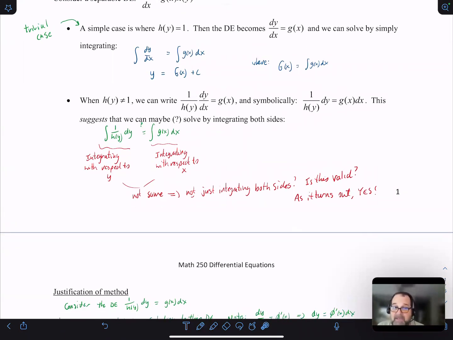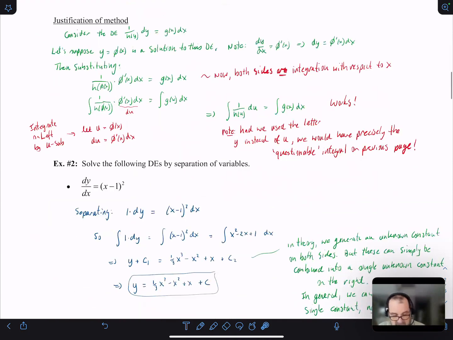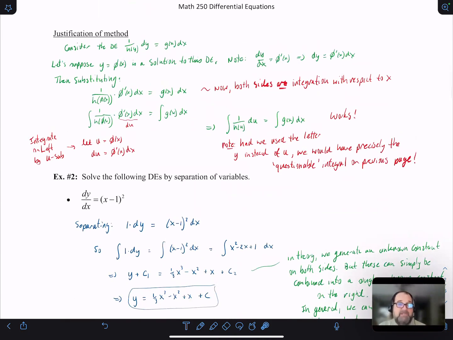It turns out that it does work, but it is not immediately obvious. So that is sort of our issue. It is a tempting process, integrating both sides, but is this valid? So just a quick little idea here to see why this might actually be okay: a justification of the method of just integrating on both sides. Just briefly, this is sort of a light proof of the method, if you will.